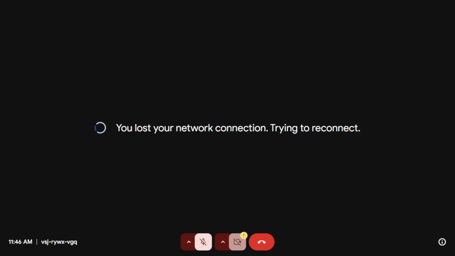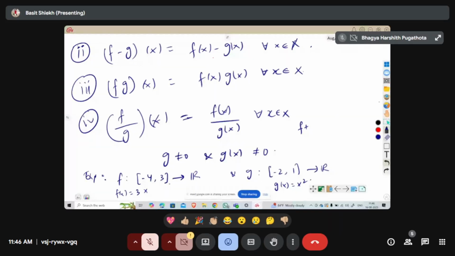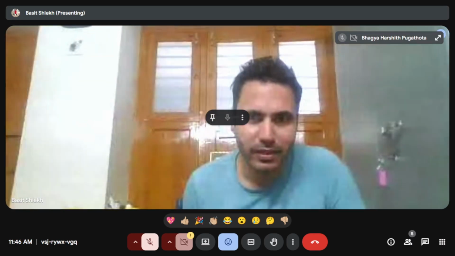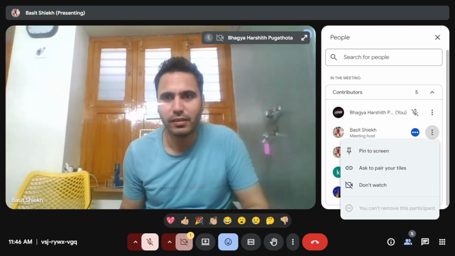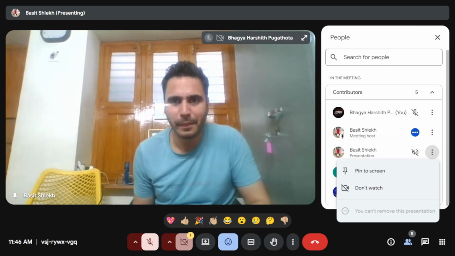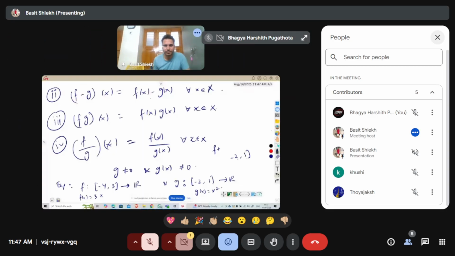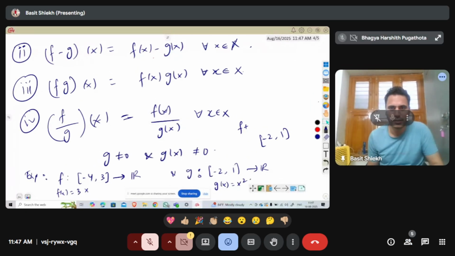f plus g of x will be... First, we will find the common domain. Here, we have minus 4 comma 3. We will take their intersection. Then their common domain will be minus 2 comma 3, where g is already defined. We will take their intersection. The common domain is minus 2 comma 1.